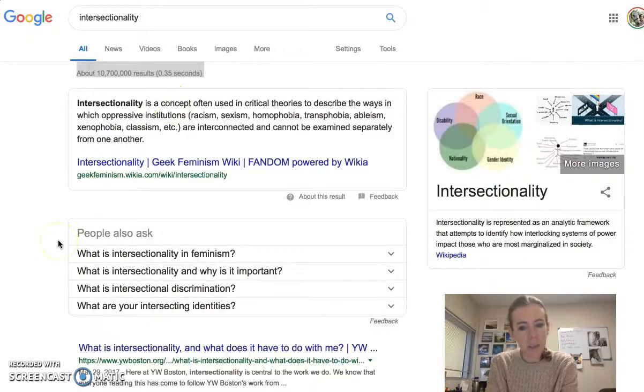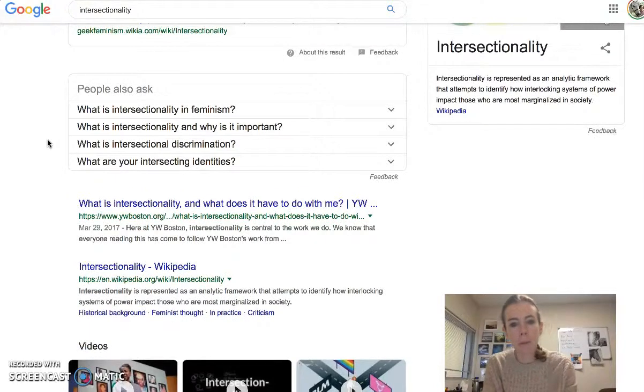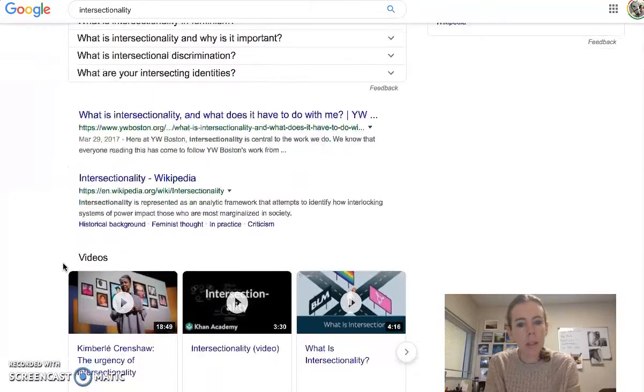So that's the first time I've done that, I think, at least this semester. If you Google intersectionality, you're going to get a whole bunch of stuff. And I just thought I'd pull this up. I mean, I don't have control over Google, right? So Wikipedia, that may or may not be a good source.